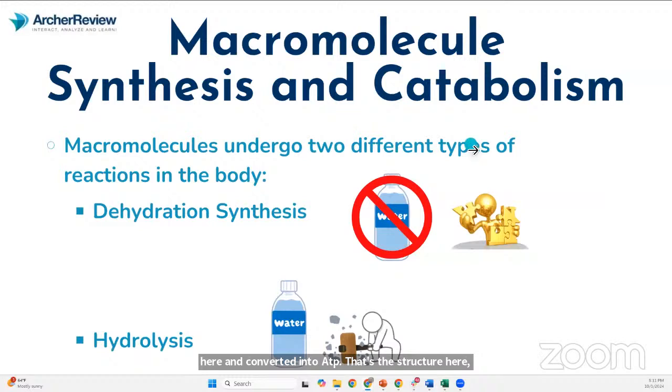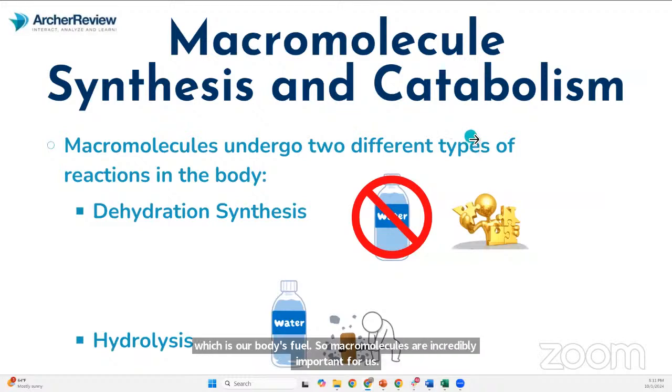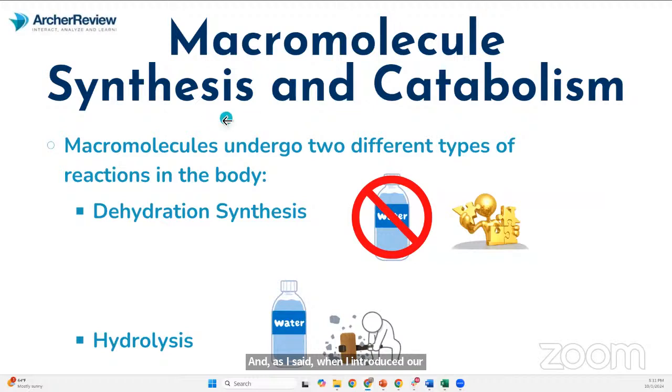And as I said when I introduced our learning objectives, we are going to focus on how macromolecules are made, that's the synthesis, and how they are broken down. Because they're made in order to support our body structures inside of us, and they're broken down in order to help supply the energy that we need. And so they undergo two different chemical reactions, and the name of these chemical reactions with the illustrations I have here will help us make sense of them.